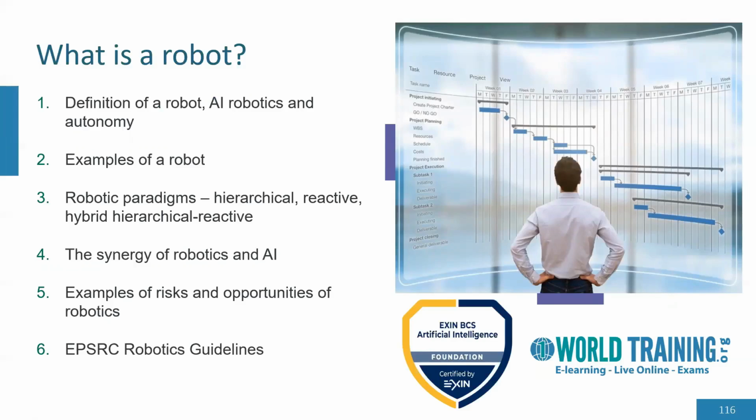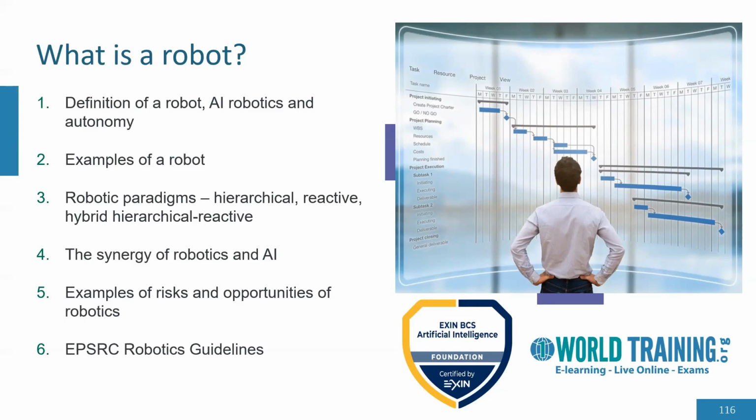What is a robot? We will try to have a definition of a robot, and we'll also see what AI-based robotics is and how autonomy can be defined as well. We will give a few examples of a robot, and we will see some of those robotic paradigms. The robotic paradigms which we are referring to here are the hierarchical, reactive, and hybrid hierarchical reactive. So we will see these three robotics paradigms which are currently being used.